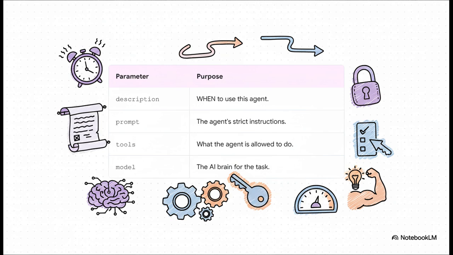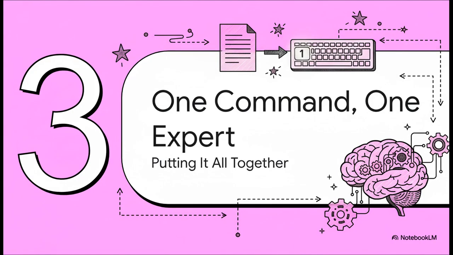First, description. This tells the AI's internal brain when it should wake this specific expert up. Then you've got the prompt. That's the non-negotiable job description we just talked about. Tools is absolutely critical for security. It's basically a whitelist of the only things this agent is allowed to do. And finally, model lets us pick the right AI brain for the job so we can balance things like speed versus raw power. Okay, here it is, the magic moment.